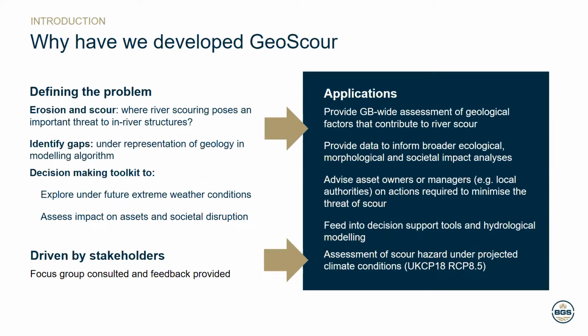We expect that BGS GeoScour can provide Great Britain-wide assessment of geological factors that contribute to river scour, to feed into decision support tools and hydrological modeling, to provide data that can be included into other assessments for broader ecological, morphological, and societal impact analysis, to advise asset owners or managers, for example, local authorities, on actions required to minimize the threat of scour, to help with the assessment of scour hazards under projected climate conditions, which means future conditions.